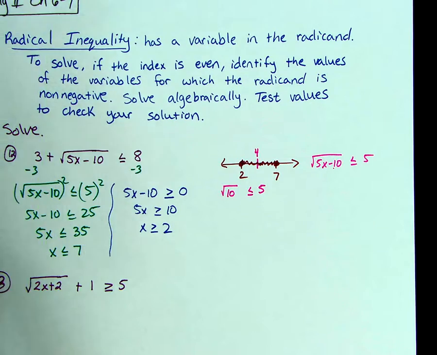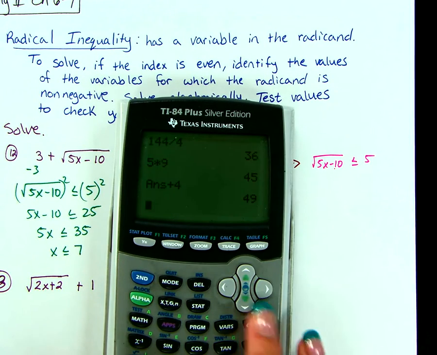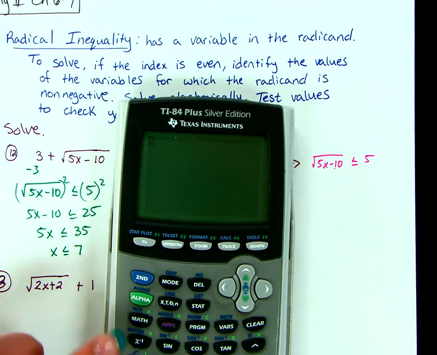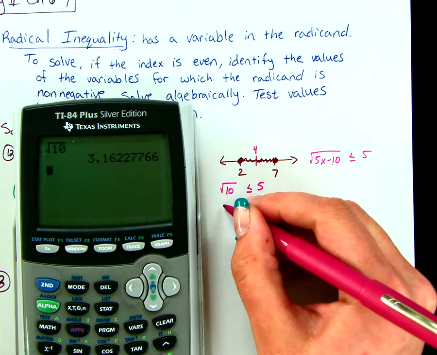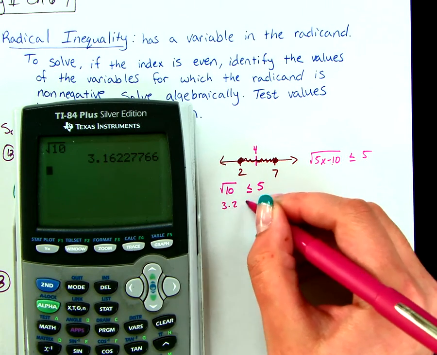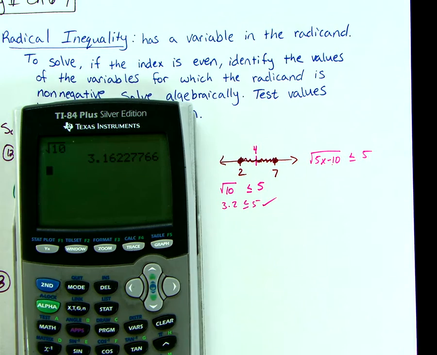So just to help us, we're going to grab a calculator. And we're going to do the square root of 10. And we get 3.2, which is less than or equal to 5, so that is a true statement.